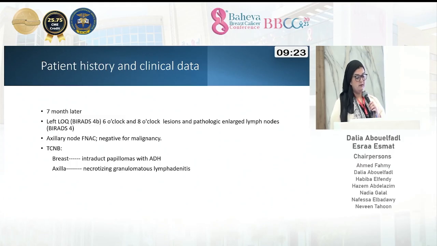The same patient presented to the hospital once again 7 months later with a left lower outer quadrant BI-RADS 4B lesion at 6 o'clock and 8 o'clock, with pathologically enlarged lymph nodes. FNA was taken from the axillary lymph node and reported as negative for malignancy. True cut needle biopsy was taken from the 6 and the 8 o'clock lesions. The diagnosis was intraduct papilloma with ADH this time. A biopsy from the axilla was also taken and reported as necrotizing granulomatous lymphadenitis.